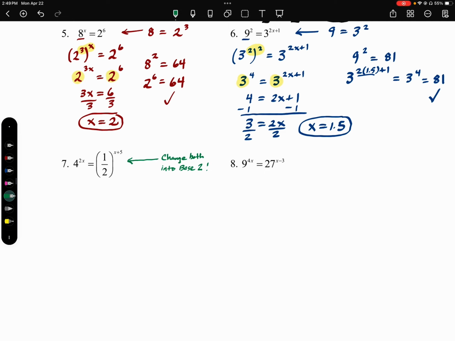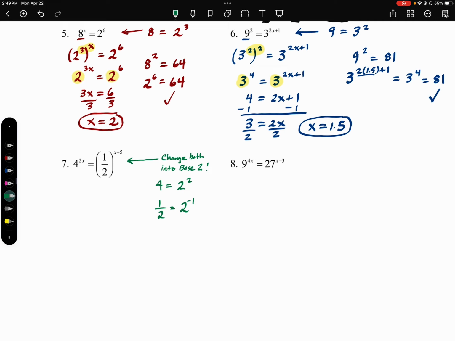Okay, so when we think about 4, we know 4 is the same thing as 2 squared. That's the easier one, right? Now let's think about 1/2. 1/2 is the same thing as 2 to what power? And it may have been a while since you've looked at this exponent rule, but remember, this is the same thing as 2 to the negative first.